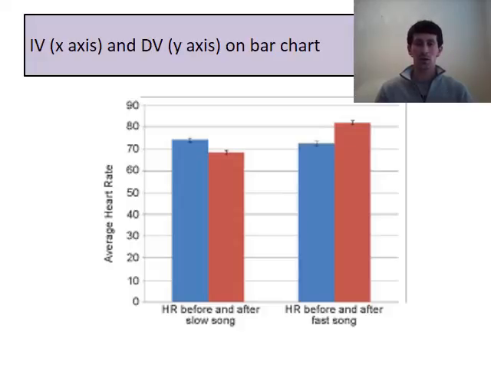So what's the IV? We're looking at the heart rate before and after a slow song. That is what we are manipulating: after a slow song, after a fast song. What we're measuring is their heart rate, which goes on the y-axis. You must make sure you're putting your independent variable on the bottom, your dependent variable on the side.